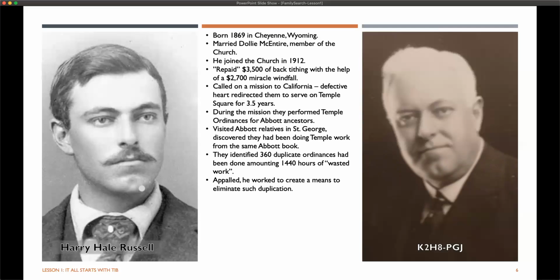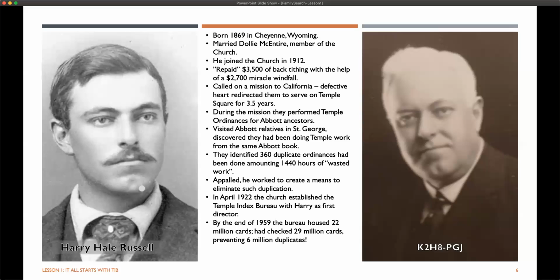And so, based on Harry's suggestion, he worked out a system for how this could be eliminated. And in 1922, the church established the Temple Index Bureau, and Harry was its first director. Now, the way the Temple Index Bureau would generally work is that if I was living back then and I wanted to do the ordinances for a deceased family member, I'd have to send the information in to the Temple Index Bureau. They would research to make sure that the work hadn't been done. They would authorize it and send it back, and the temples had been instructed not to do temple work for family members unless it had been authorized through the TIB.